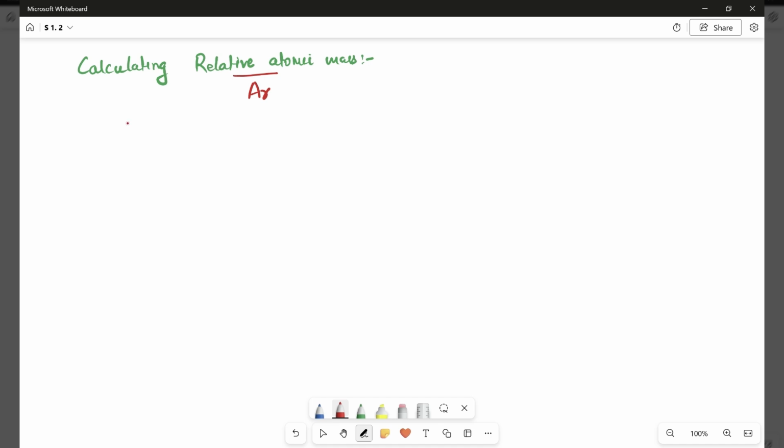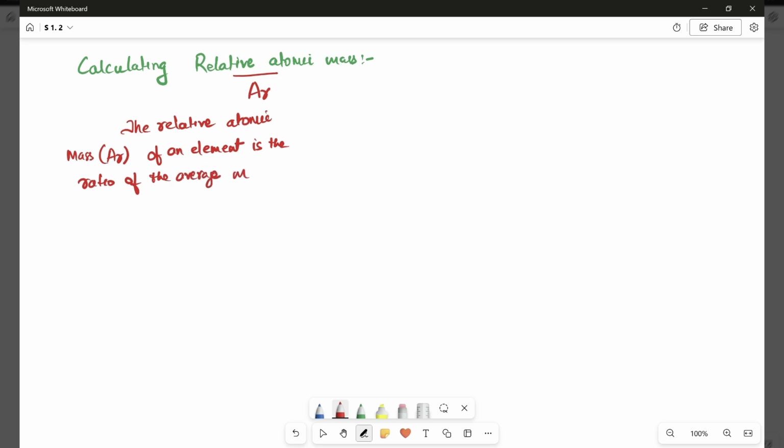So, how to define it. You can say that the relative atomic mass of an element is the ratio of the average mass of the atom of an element to the unified atomic unit.